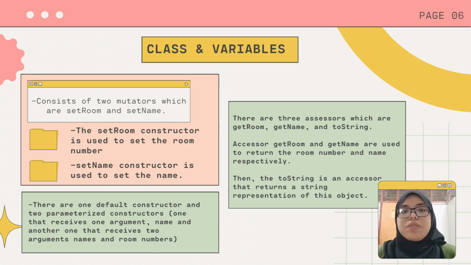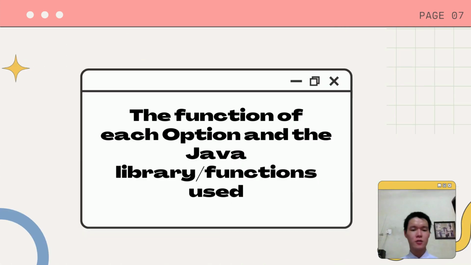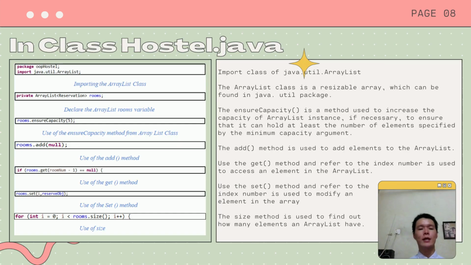representation of this object. Hello Doctor, now I'm going to continue the presentation with the functions of each option and the Java library of function used in this program. Initially in class Hostel, we have imported class of java.util.ArrayList. The ArrayList class is a resizable array which can be found in the java.util package. The first figure shows us how we import the ArrayList class.